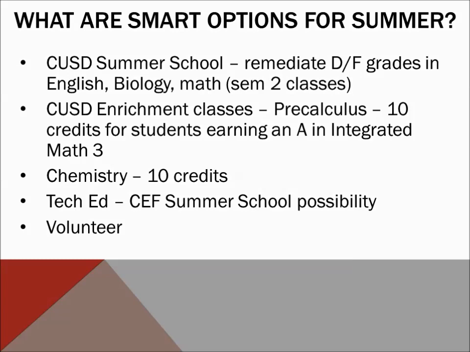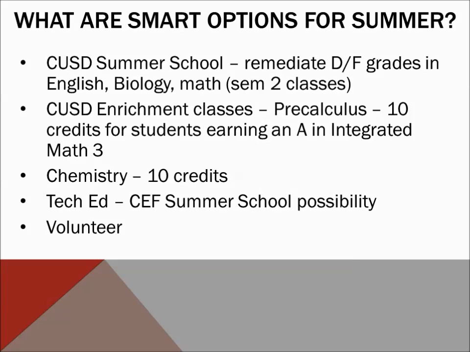So a bit more specific information about smart options for summer. Again, our CUSD summer school is intended for remediation because we do want you to have the opportunity to move forward in the fall. And so if you did earn a D or an F in English, biology, or the second semester math course, then we would encourage you to take summer school so that you can move on next year and proceed with the next level of your coursework.